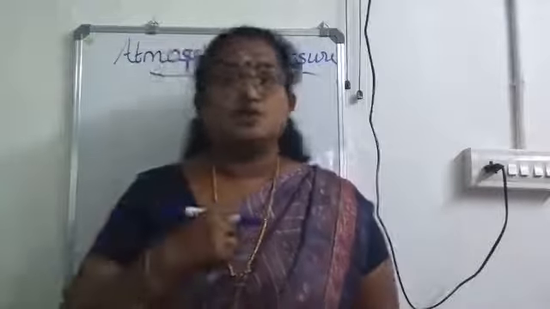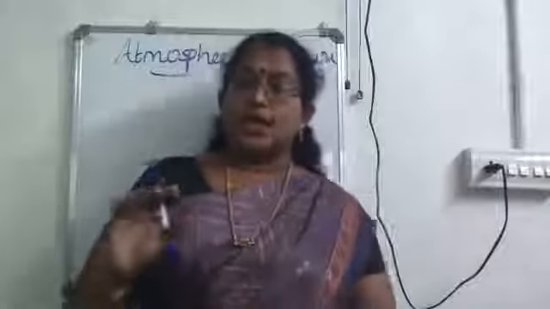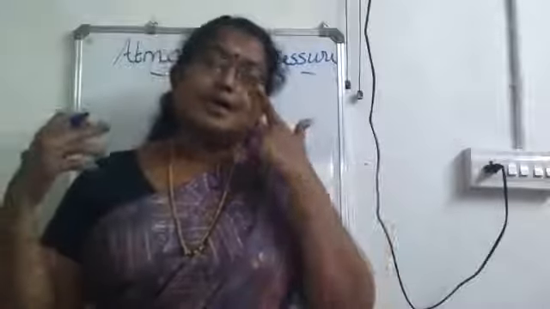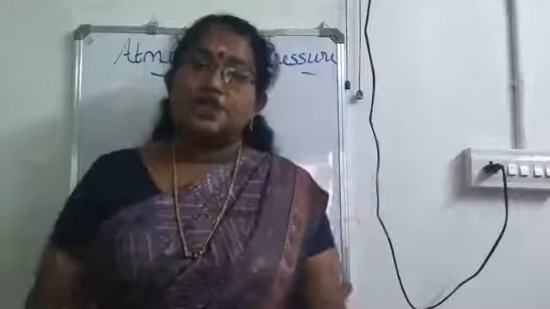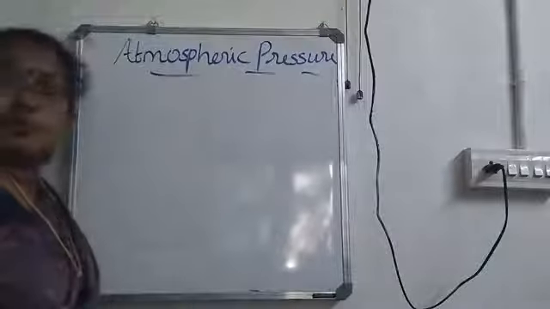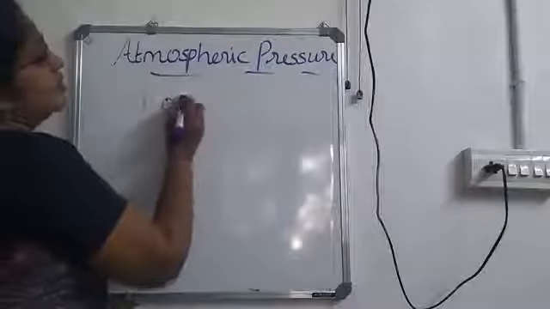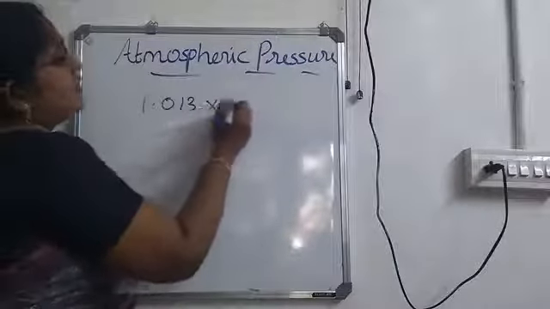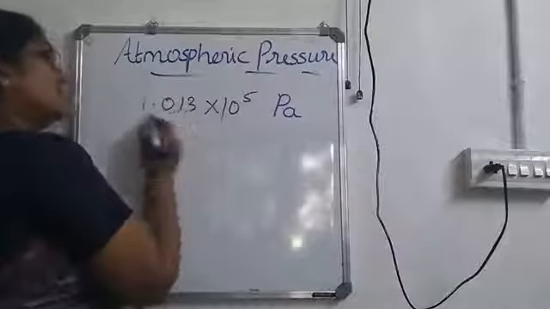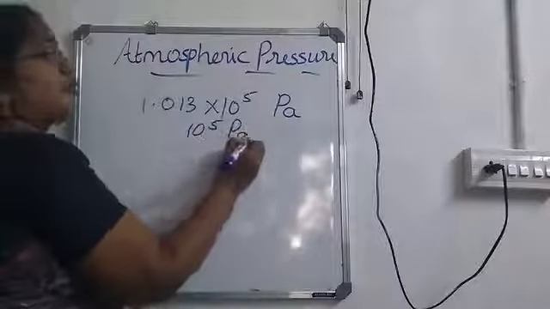So what is atmospheric pressure? The pressure exerted by the atmosphere. The gaseous envelope of air surrounding us is called the atmosphere, and the pressure exerted by the atmosphere is known as atmospheric pressure. Now, the value of atmospheric pressure is 1.013 × 10^5 Pascal, or since this is a very small value, you can write it as 10^5 Pascal.